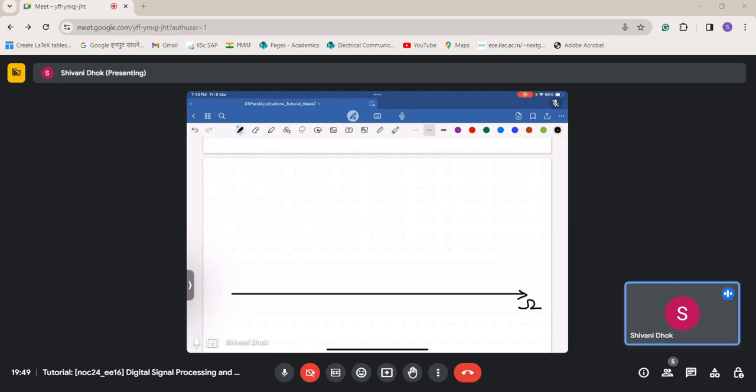So this is my omega axis, and let's say I'll plot mod of H of omega squared. Now this is my filter, which will go something like this. This is not symmetric. This will go and then reduce like this. Now what we want is 1. Ideally we want something like this. This is my ideal filter.